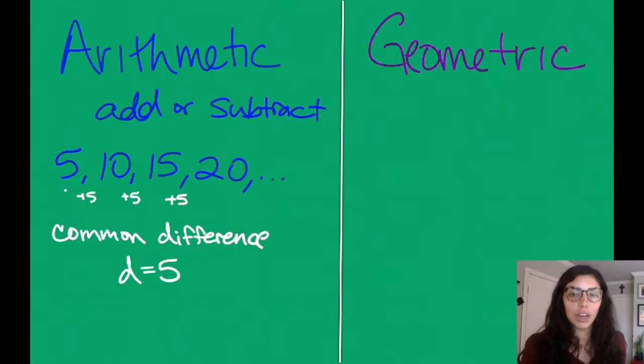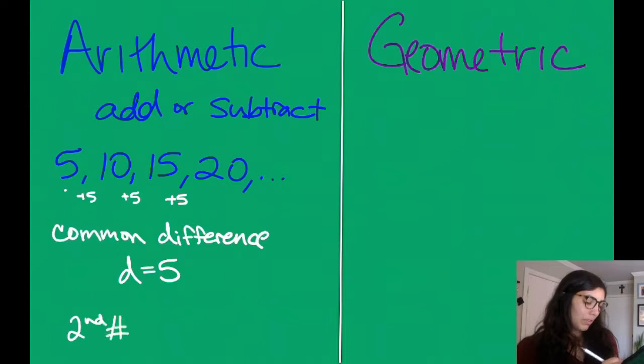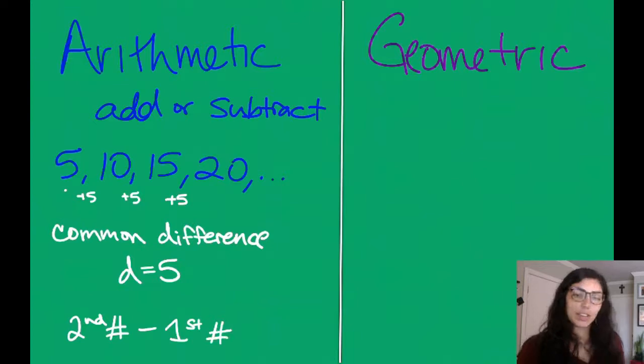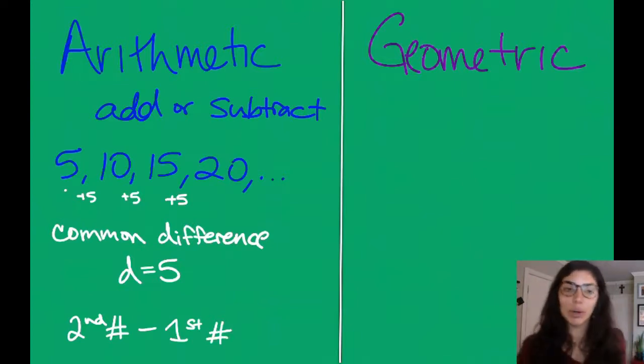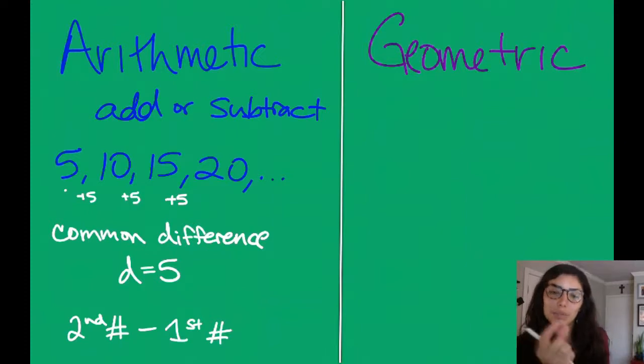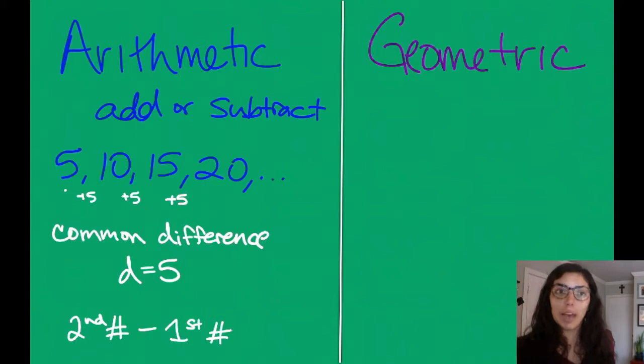Now, if you get stuck or get lost and you don't know how to find the common difference, all you need to do is take the second number and subtract away the first number. If it is an arithmetic sequence, then this will give you the same common difference in between each term. Again, the common difference is just the pattern we're using to create this sequence.